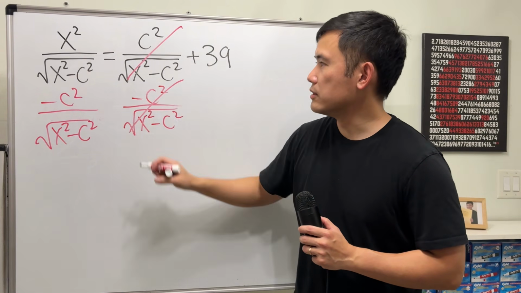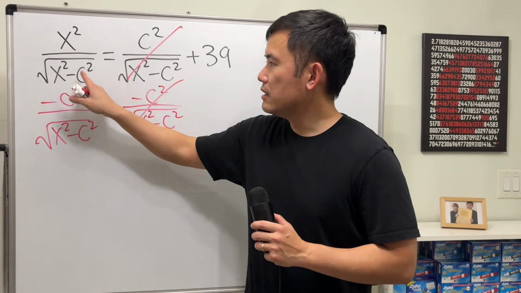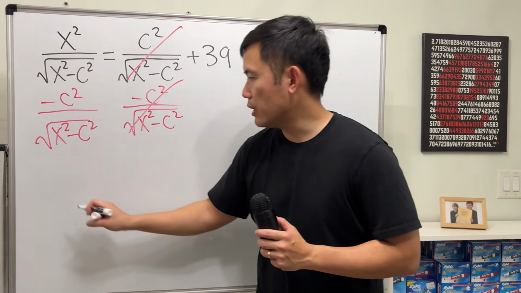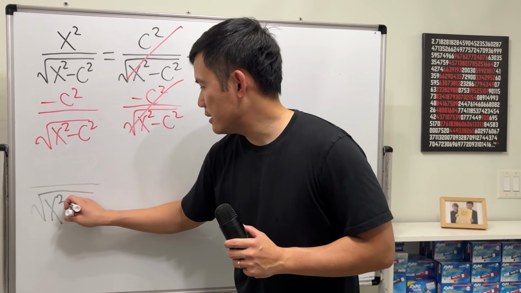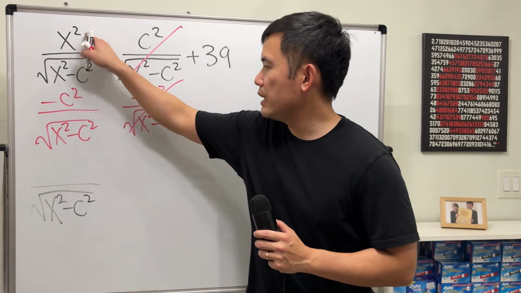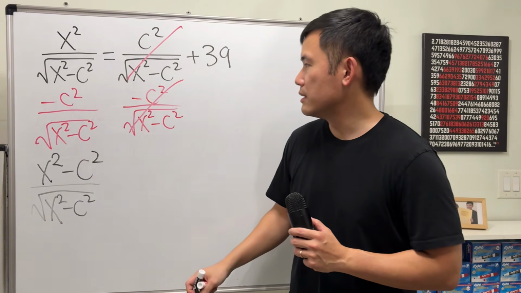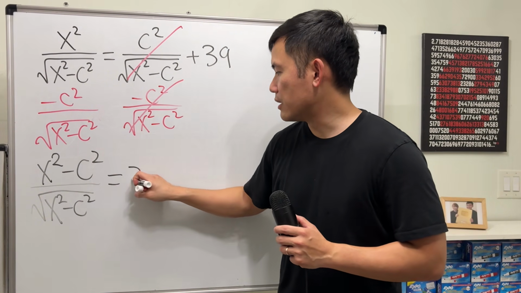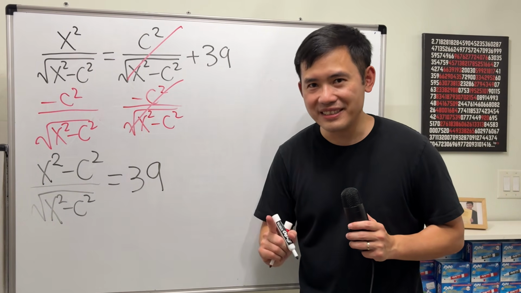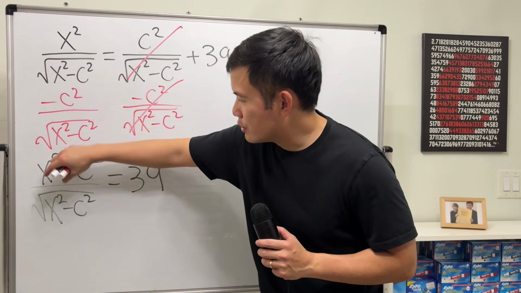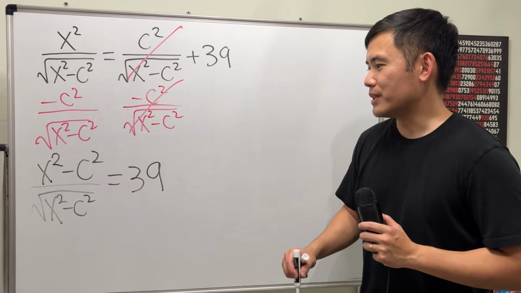Now this and that cancel. We will just have to do this minus that, and because they have the same denominator already, I'm just going to write that down one time. Right, this denominator only one time, and then we just have to put x squared minus c squared, and that will give us 39. And in fact, this is very, very nice because this happens to be the inside of the square root. So here's one thing I will tell you.